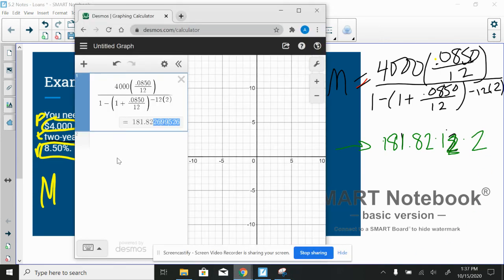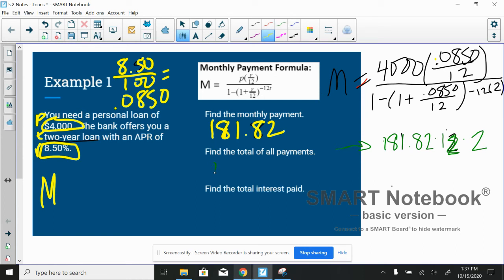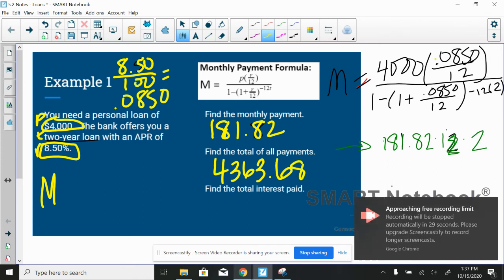So go into Desmos. I am going to retype this 181.82. And I am multiplying it by 12 and 2. So I can see over the life of the loan, if I make this monthly payment 12 times a year for 2 years, I'm actually paying $4,363.68. Now, the easiest part here is when I want to find the total interest paid, I'm just going to subtract 4,000 because that was my original loan amount.